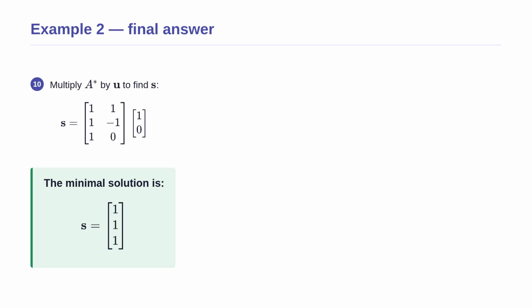For our final step, we multiply the adjoint matrix A star by our vector u to find the minimal solution S. When we perform this matrix multiplication, the result is a vector where x1 is 1, x2 is 1, and x3 is 1. Let us verify this. 1 plus 1 plus 1 equals 3, so the first equation works. 1 minus 1 equals 0, so the second equation works. Out of all the infinite ways to solve those two equations in three-dimensional space, the vector 1, 1, 1 is the absolute closest to the origin.